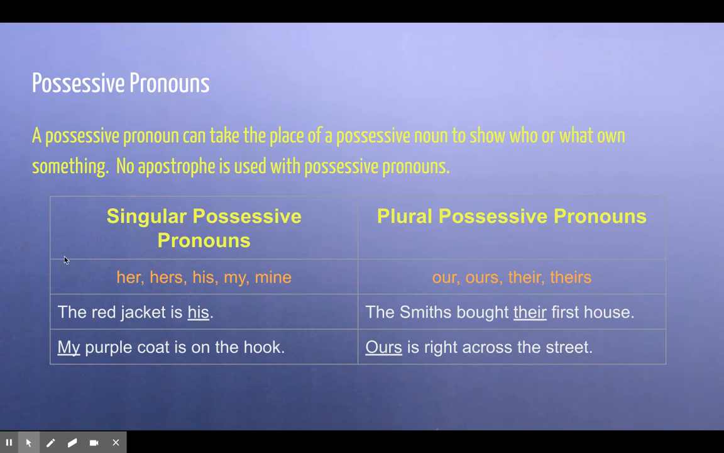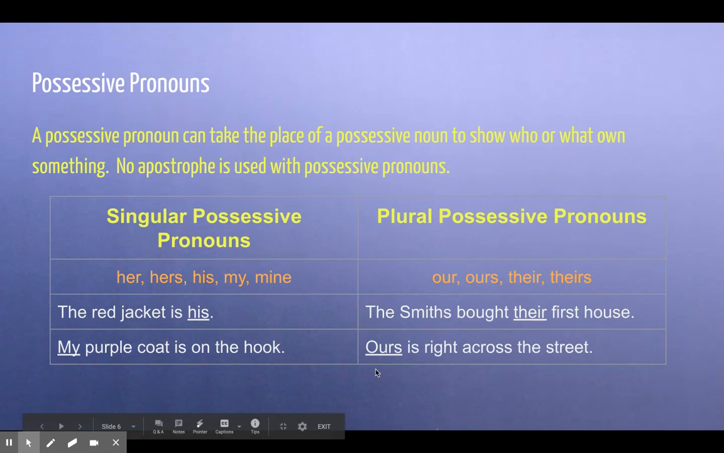The singular possessive pronouns are her, hers, his, my, mine. So we have a sentence. The red jacket is his. His is the possessive pronoun. It is showing who owns the red jacket. My purple coat is on the hook. My is the possessive pronoun. It is showing who owns the purple coat.